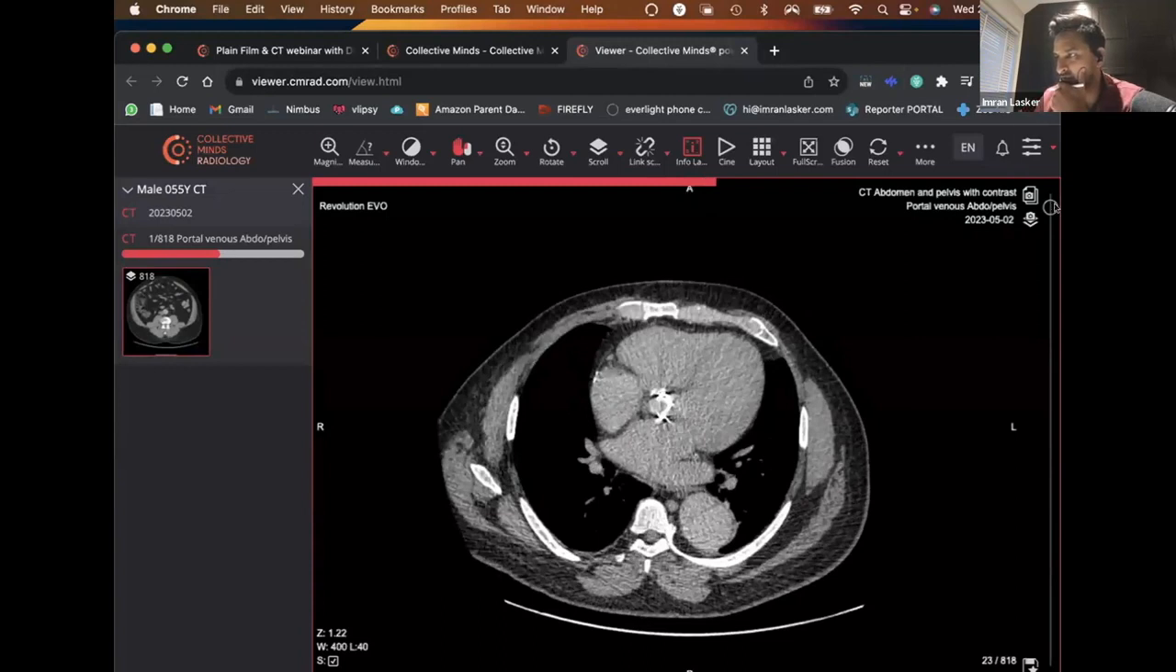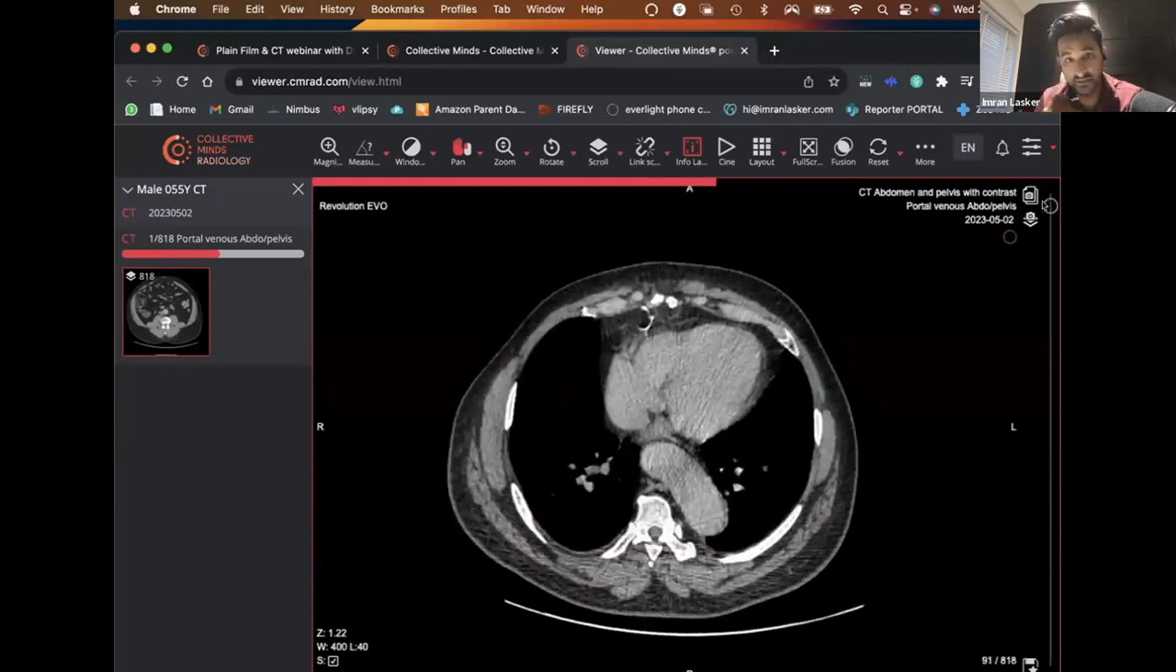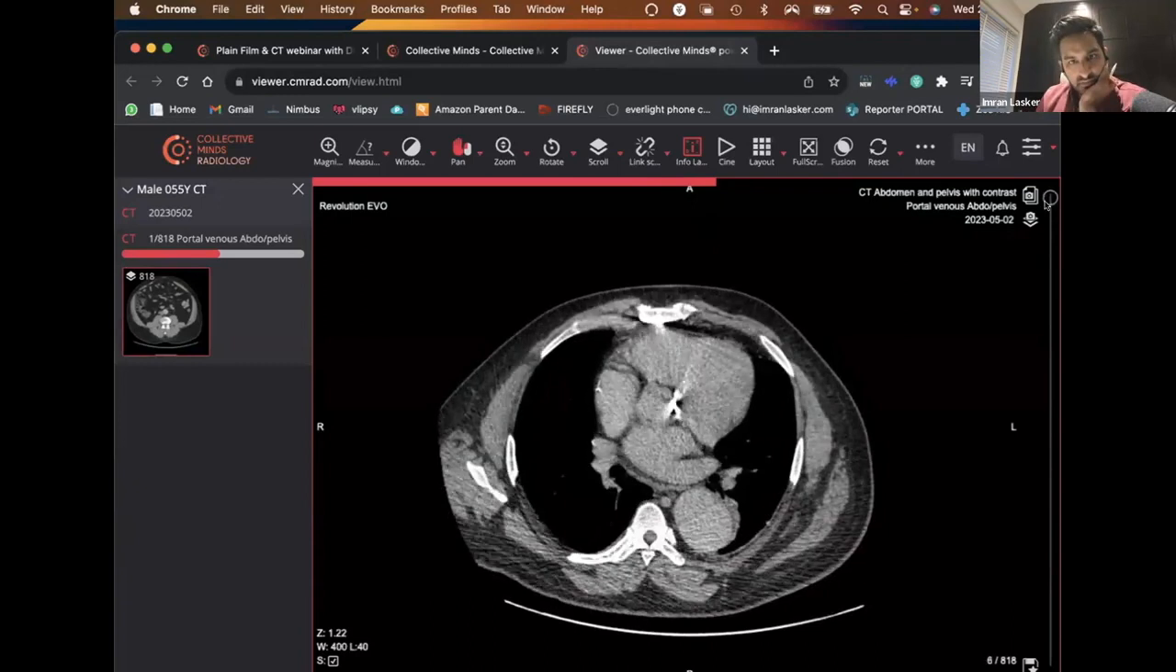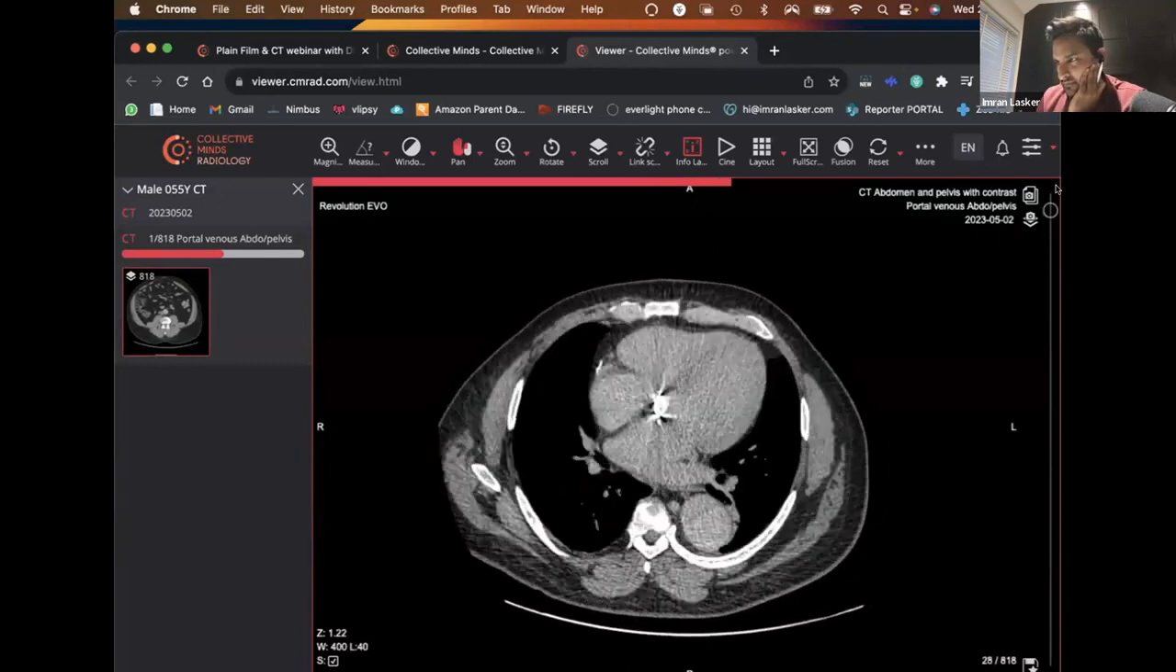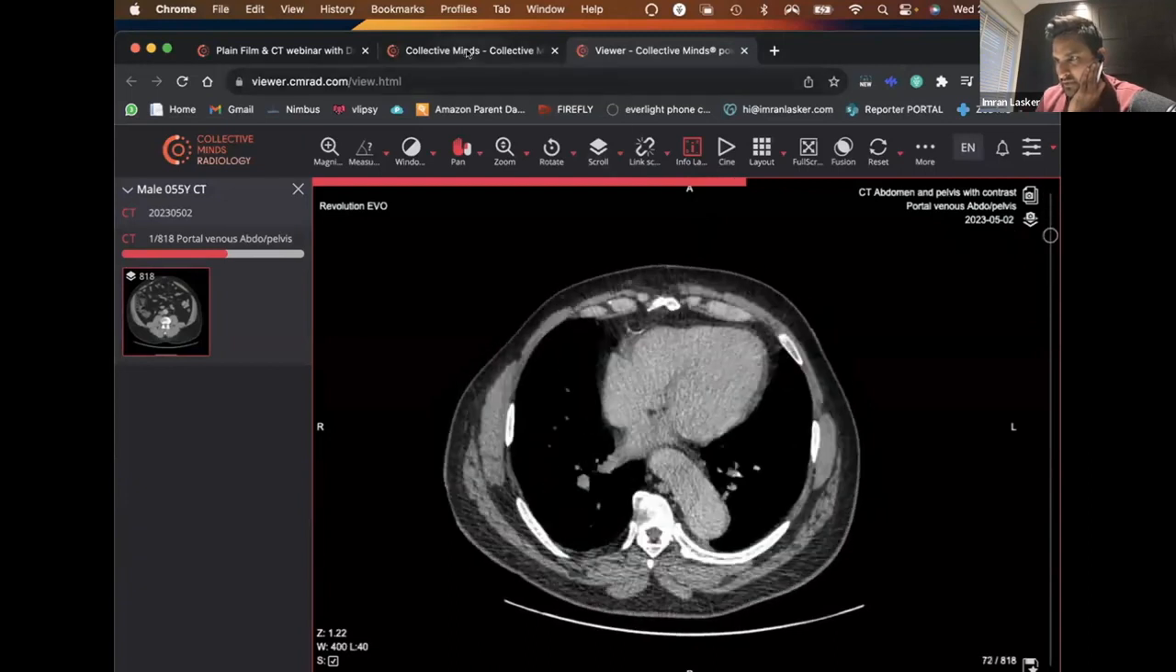I guess I can just start scrolling from the top. So it looks like a contrast enhanced study. Let me know what you think of this CT scan once it loads up for you. So for those that don't know, we are on case.